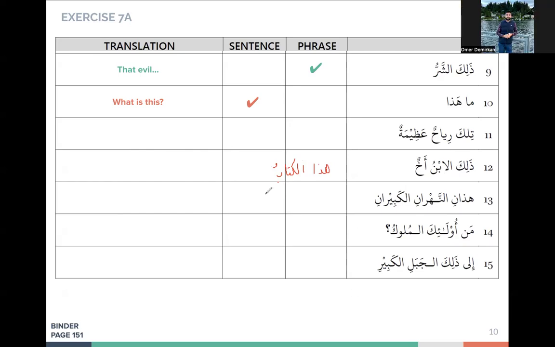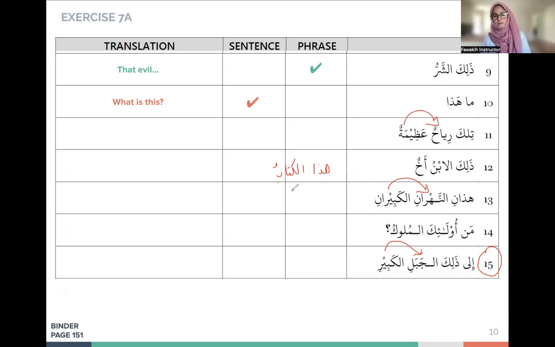Yeah, I think maybe this isn't a good example. Because yeah, number 15 is like that. Yeah, you have ذلك الجبل الكبير. This is the صفة for الجبل. I see. Even here, this is the صفة for نهراني. And this is the صفة for رياح.